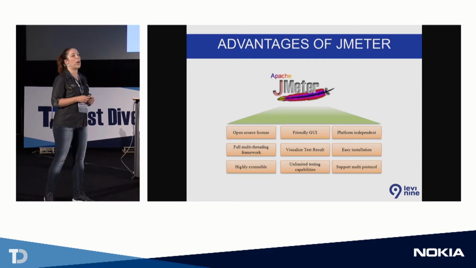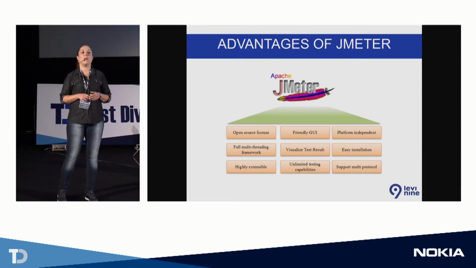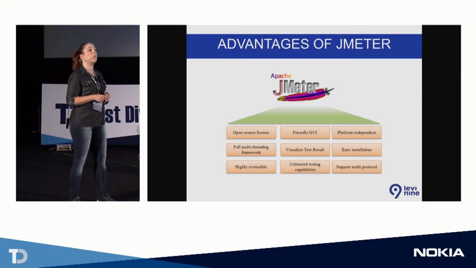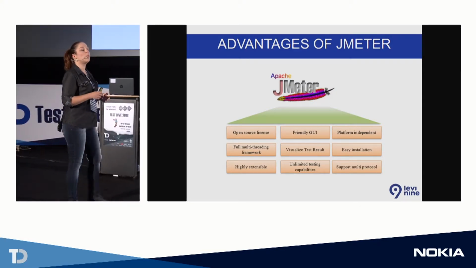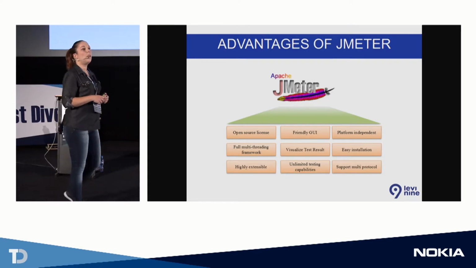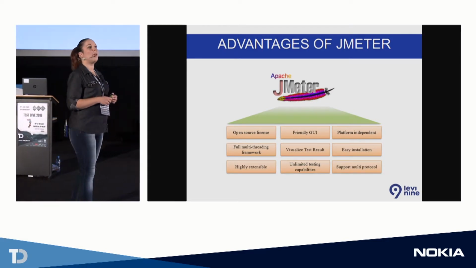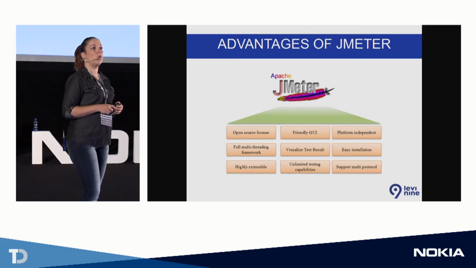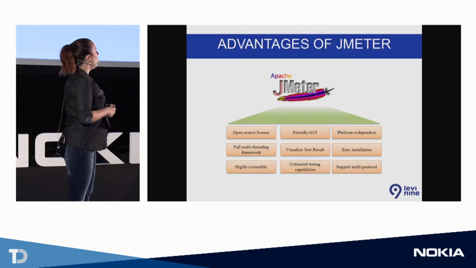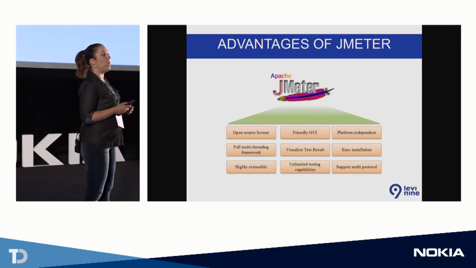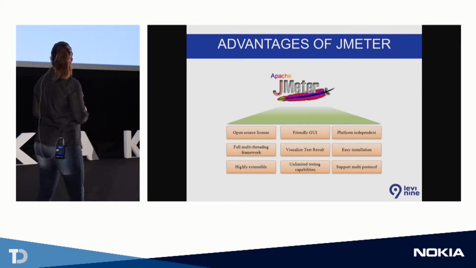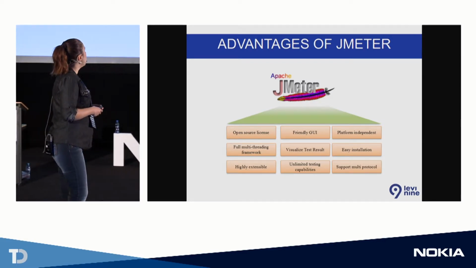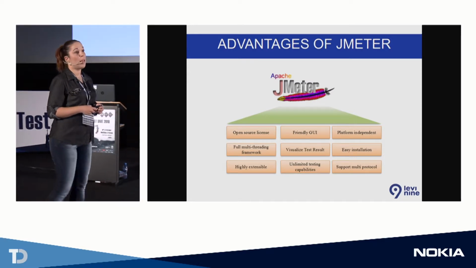We can visualize test results. JMeter has some good tables with data, some graphs, but there are a lot of additional plugins that we can use to do it better. And we have a full multi-threading framework here, very highly extensible.